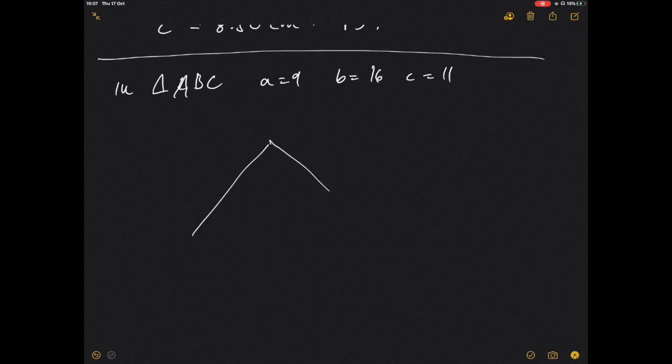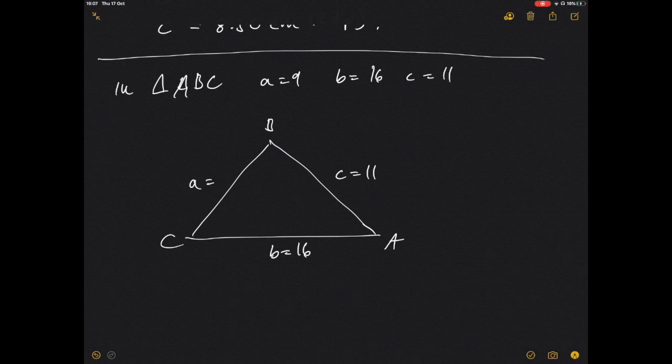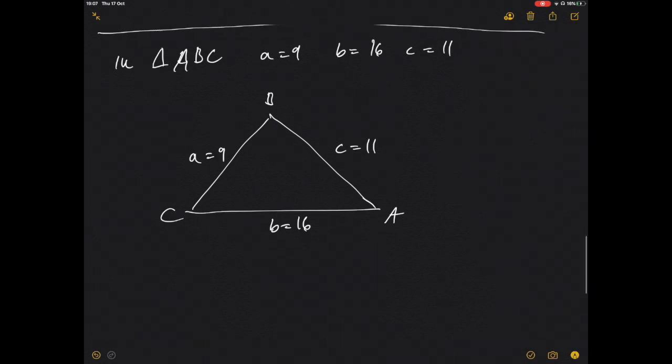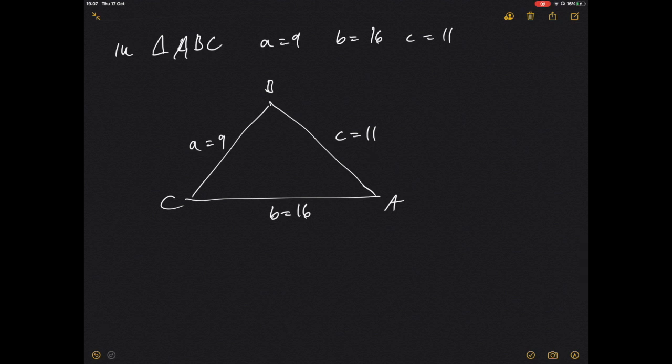So we draw this triangle. We're going to call it A, B, C. Doesn't really matter which way you call that. And we know that our little c equals 11, our B equals 16 and our A equals 9. So what do we want to find? We're asked by the question to find, to the nearest degree, the largest angle in the triangle.